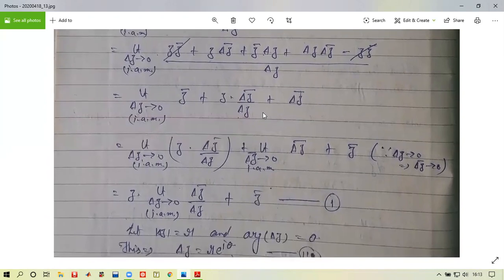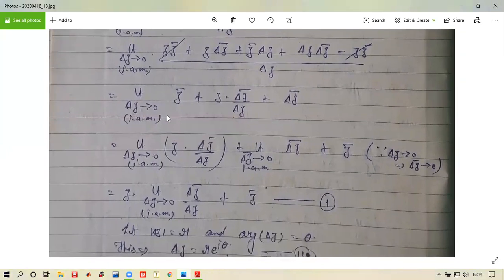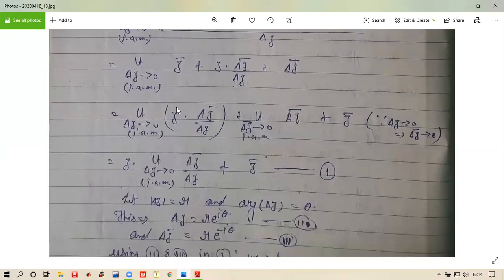After taking the limit delta z tends to 0, since the first term is free from delta z, it cannot be affected by the limit. The last term is delta z bar, and hence it equals 0, since delta z tends to 0, therefore delta z bar also tends to 0. And the middle term is z into delta z bar by delta z. Since z is free from delta z, it can be taken outside, and then limit delta z tends to 0 in any manner of delta z bar by delta z.